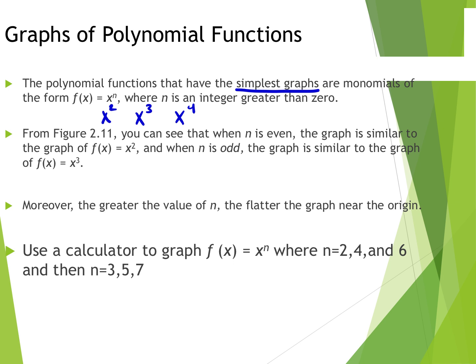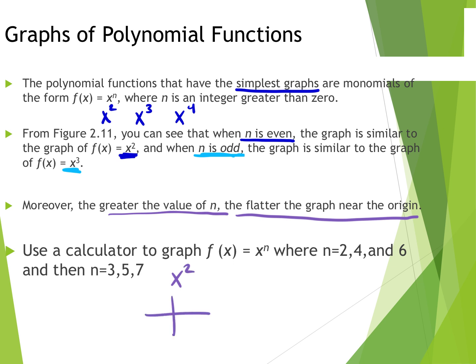When n is even, so when we have an even exponent, the graph is similar to an x squared graph. When n is odd, so if we have an odd exponent, the graph's going to be similar to an x cubed graph. But the difference is the greater the value of n, the flatter the graph near the origin is. So if I had an x squared graph, that would be our basic parabola. But if we had x to the fourth power, it would just get a little bit flatter near the origin, kind of like this.